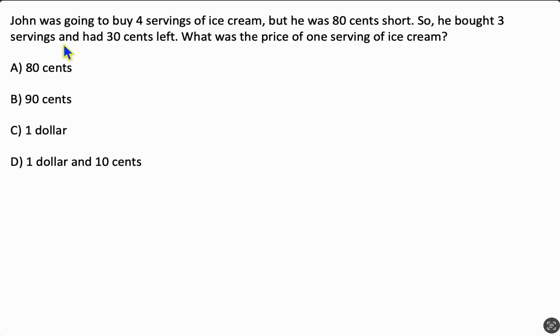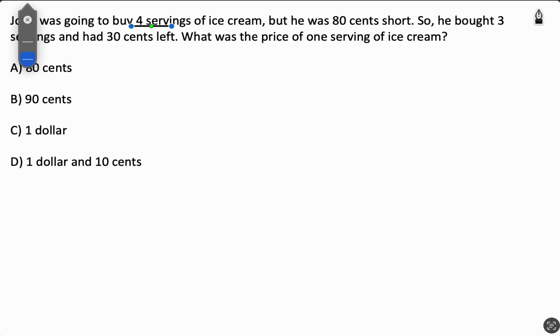So the question is, John was going to buy 4 servings of ice cream, but he was 80 cents short. So he bought 3 servings and had 30 cents left. What was the price of 1 serving of ice cream? Right, so that's the question. So if he was going to buy 4 servings of ice cream, then we need to find out the price of each serving of ice cream, right?